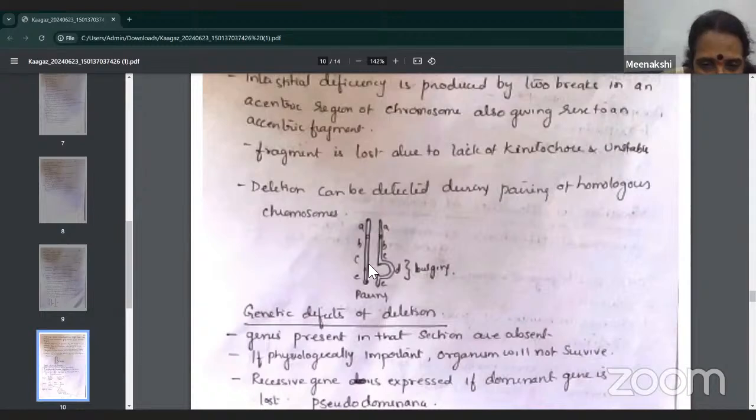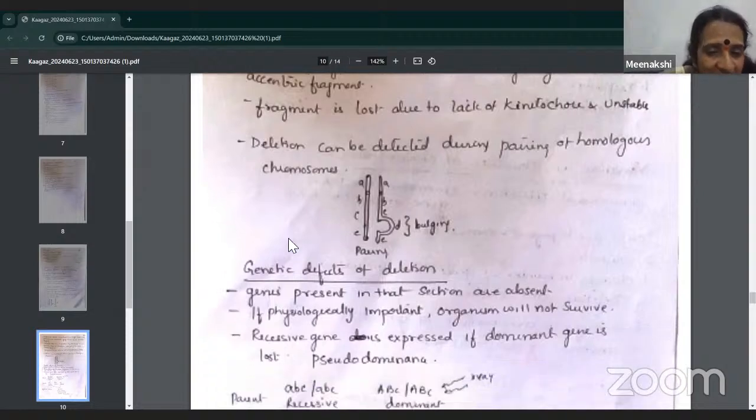Now, what is happening? This chromosome does not have D. The homologous chromosome has the D gene. So, at that particular point, it will form a loop. When there is looping during the meiotic division or during pairing, you will come to know that this particular gene is not there. Therefore, looping or bulging takes place in the homologous chromosome. And this may lead to genetic defects.